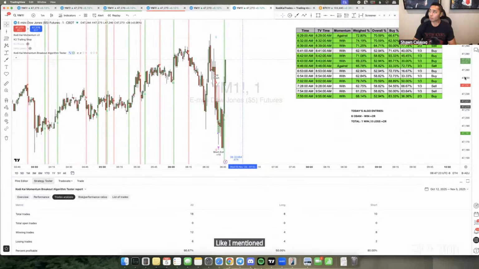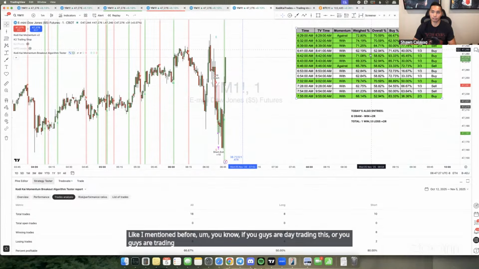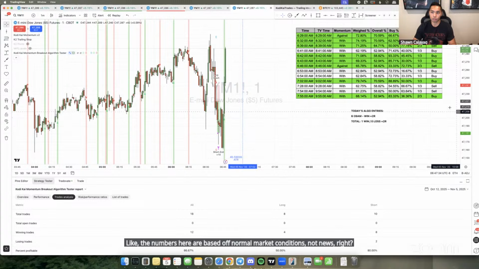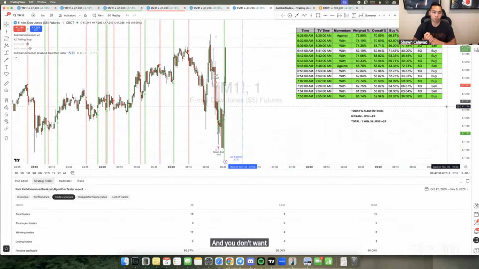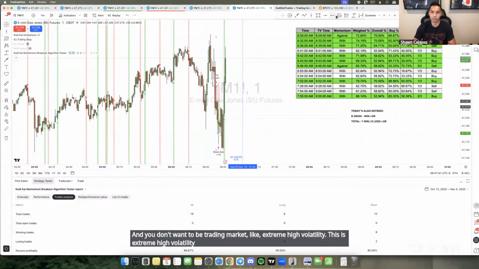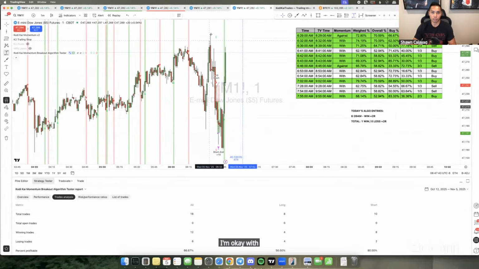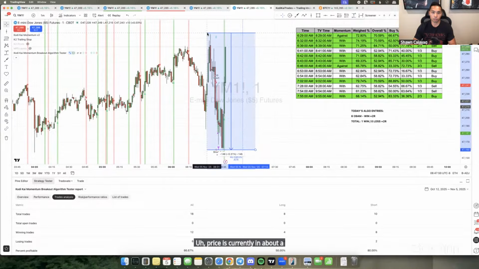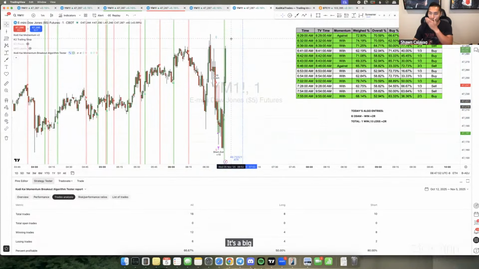Like I mentioned before, if you guys are day trading this or you guys are trading the algo, the numbers here are based off normal market conditions, not news, right? So you don't want to be trading news and you don't want to be trading extreme high volatility. This is extreme high volatility, right? Look at this big range. I'm okay with the volatility, but when it's extremely high like this, where it's chopping up and down, price is currently in about a 150 point range. It's a big range, right? It's not something to mess with.